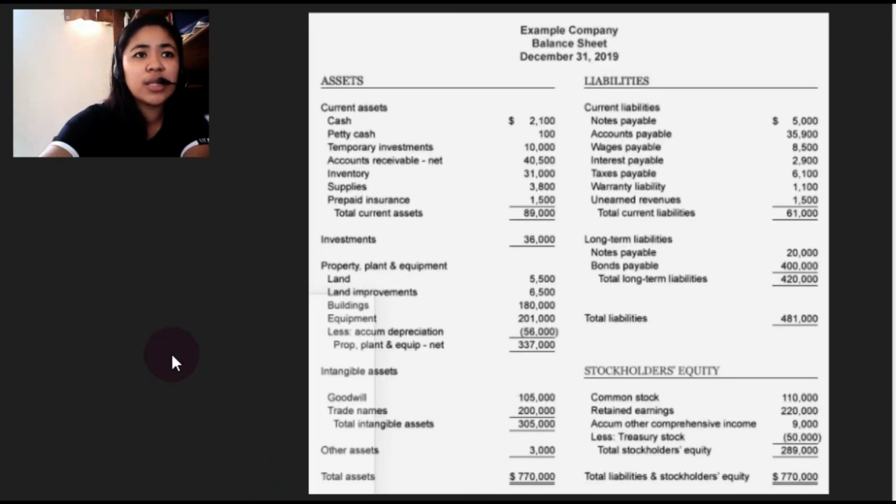So I have here the example of a balance sheet. So we have here the assets, liabilities, stockholders' equity. Okay, so how you will get the assets count? So here the total assets. So in our formula, total liabilities plus the total stockholders' equity is equal to total assets. So every time in our balance sheet, you must determine and equal the left or right side.